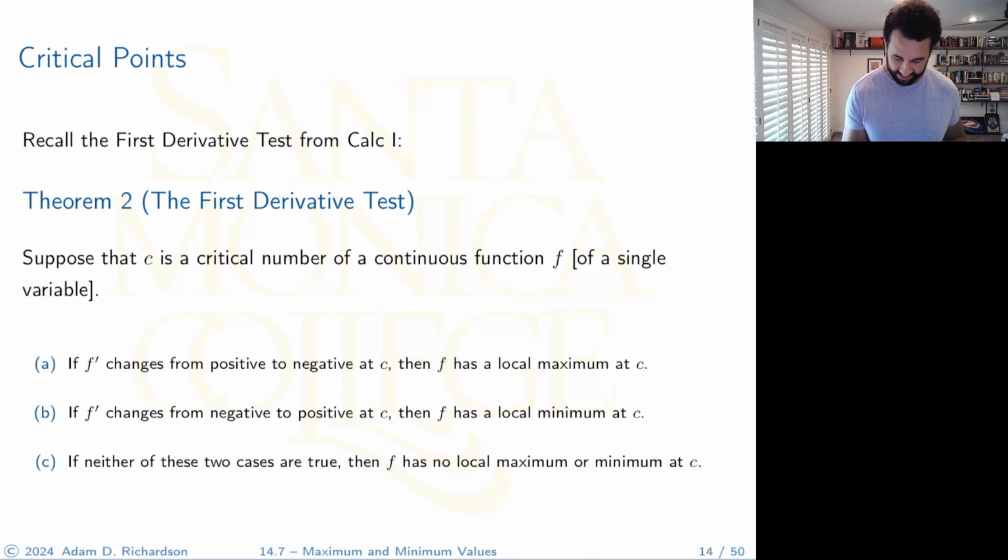You remember doing this? If my function goes like this and then goes like that, then I've got to have a local maximum. Similarly, if the derivative changes from negative to positive, then I have to have a local minimum. So if you go down like this and then up like that, I've got to have a local minimum. And if neither of these two cases is true, then f has no local min or max at that point. So sometimes you could have this, or you could have this.